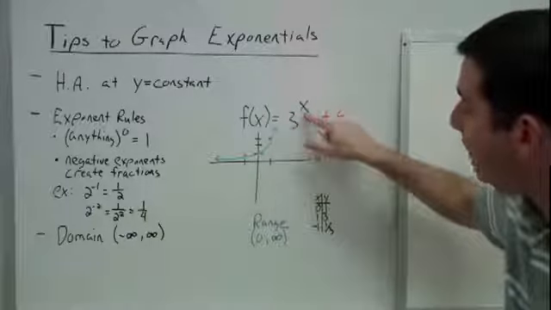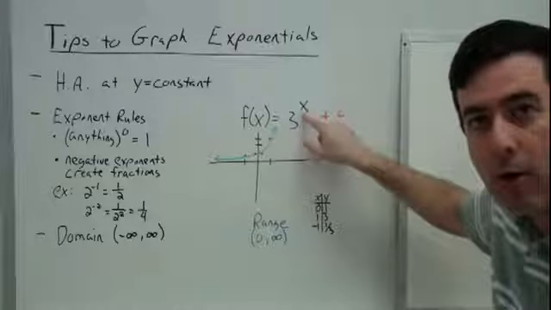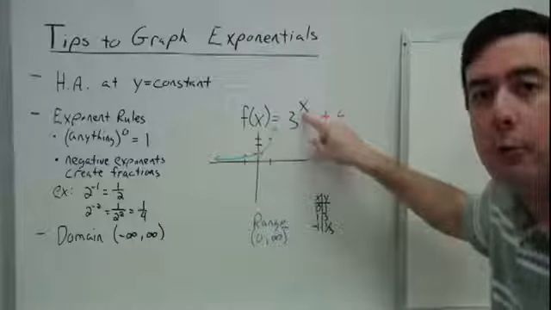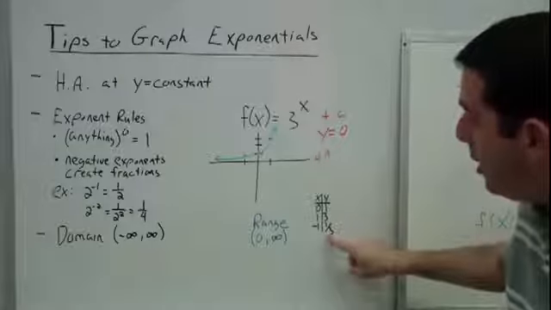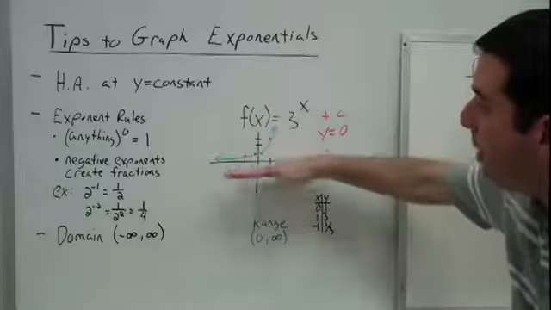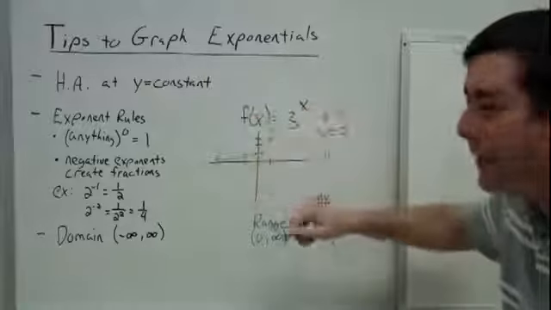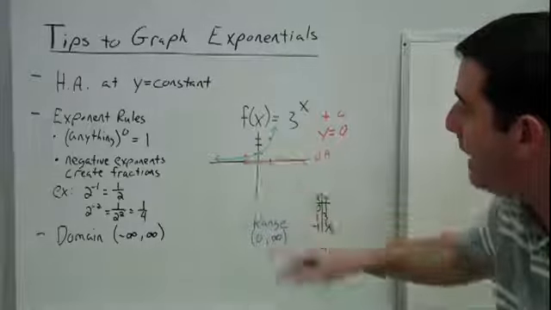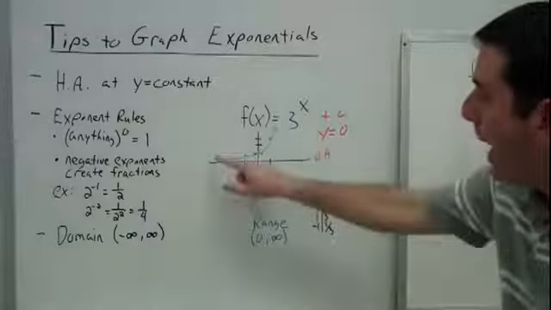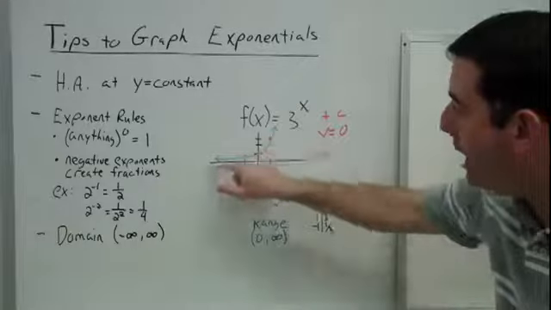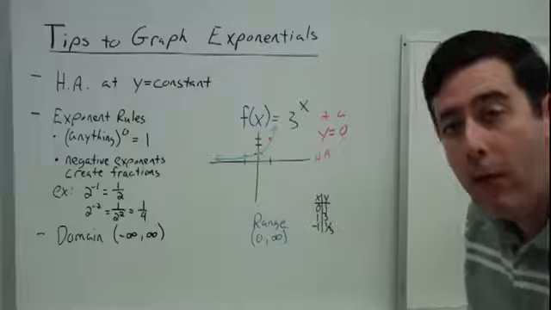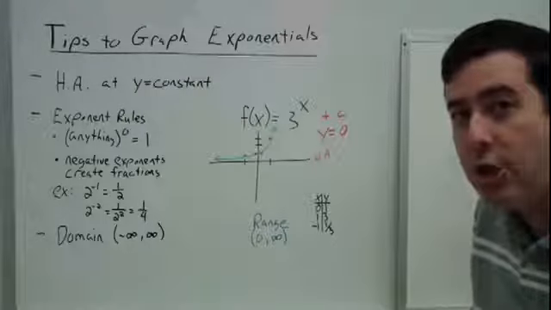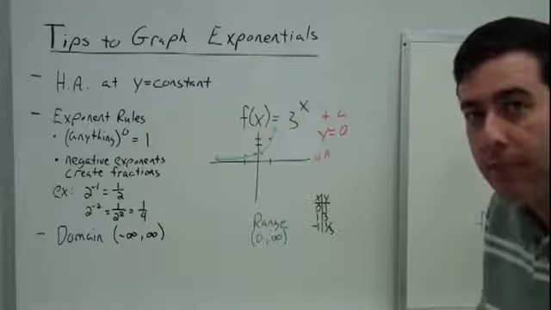And one more point, let's take negative 1 and put it in. 3 to the negative 1, remember a negative exponent creates a fraction. 3 to the negative 1 is the same as 1/3. It's a positive 1/3, so it's above that x-axis. Here is (-1, 1/3). Our shape for all exponential functions will look like this. Now they can move around where they are, but that's the shape that we'll see on each one of them.